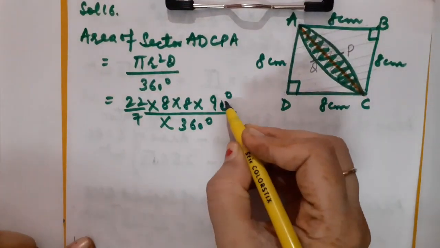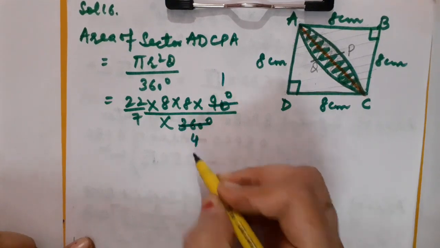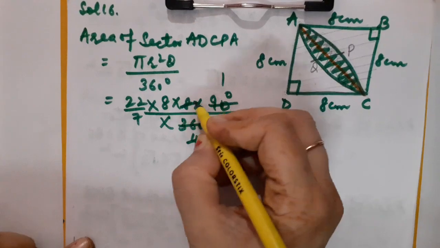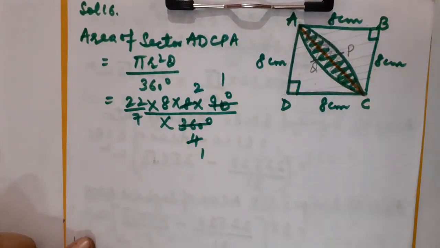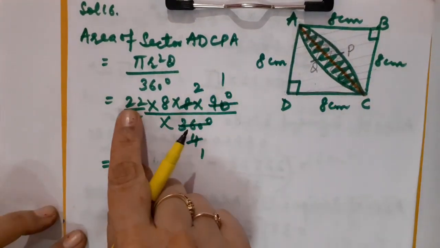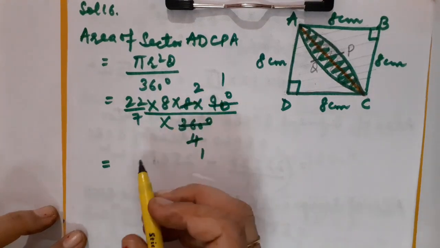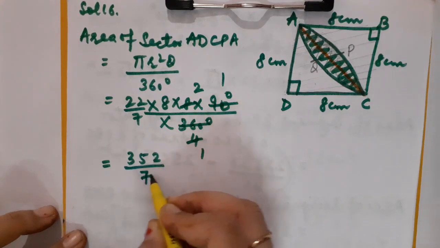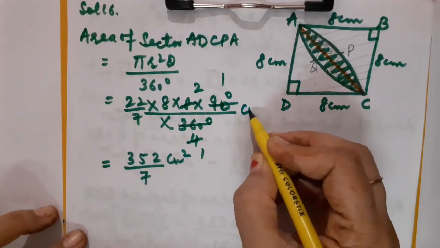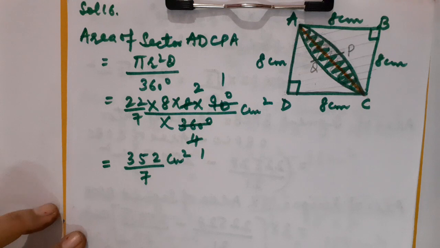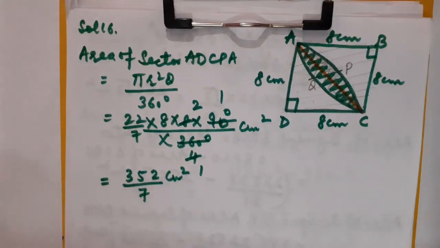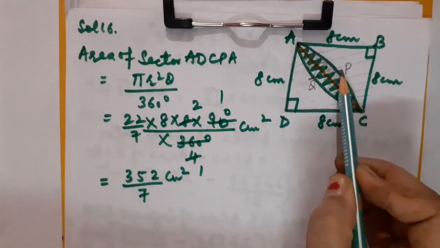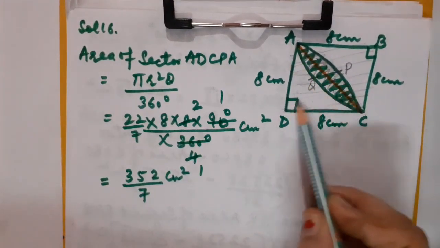Correct? So let us solve it. 90 ones are 90, 4s are 360. Anything else which is going to be cancelled? 4 ones are 4, 4 2s are 8. Then children, when I multiply 22 by 16, I will be getting 352, and here divided by 7 centimeter square, because area is calculated in square unit. So this is which region's area which I have calculated? This is ADCPA. This complete region I have calculated.